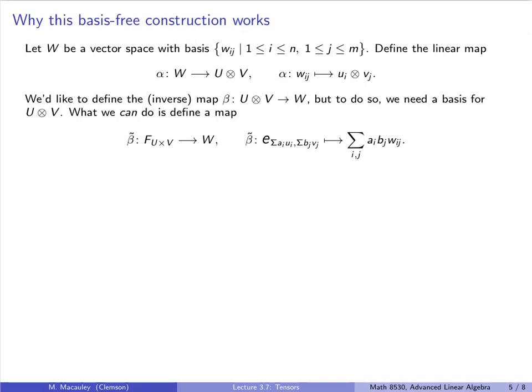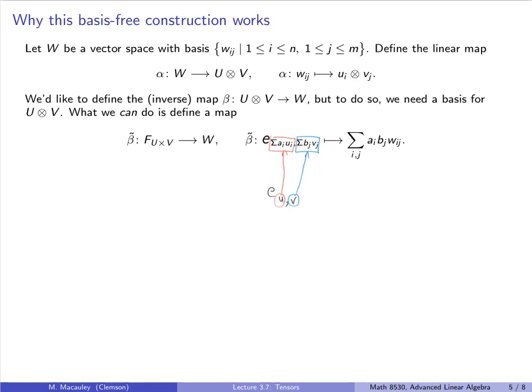Well, we can define a map beta tilde from the free vector space that we just encountered, F sub U cross V, to W, by sending the basis element. Before I get there, let me remind you that basis elements have the form e sub (u, v), and so u generally is going to be a finite sum of ai ui, and v is going to be a finite sum of bj vj. So we want to send e sub (sum of ai ui, sum of bj vj) to the sum of ai bj times Wij.